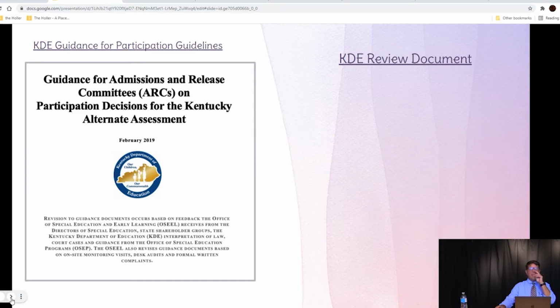So here we have the guidance for admissions and release committees on participation decisions for the Kentucky alternate assessment. This is really, like I said, the how-to manual. This is the directions that we're going to follow, and it's going to have guiding questions around all the areas that we're going to have to answer to meet those participation guidelines, and that we're going to document definitively the need for these students to be on alternate assessment. So these are the directions.